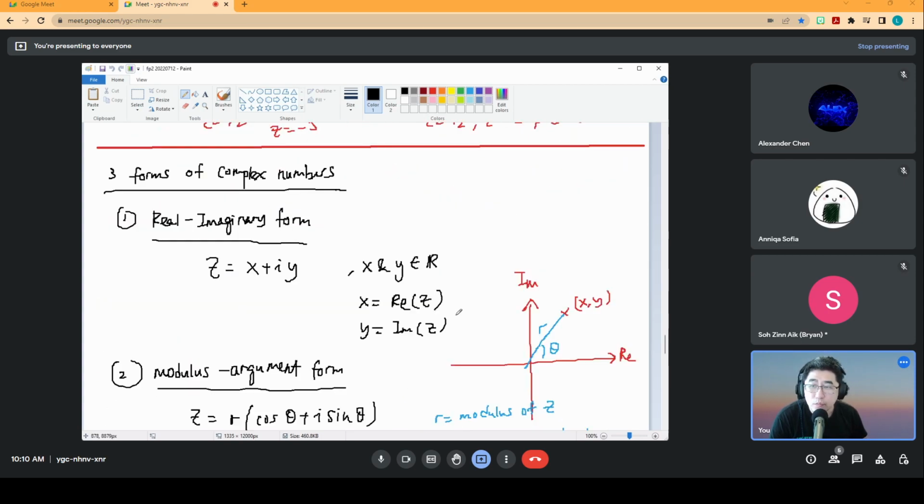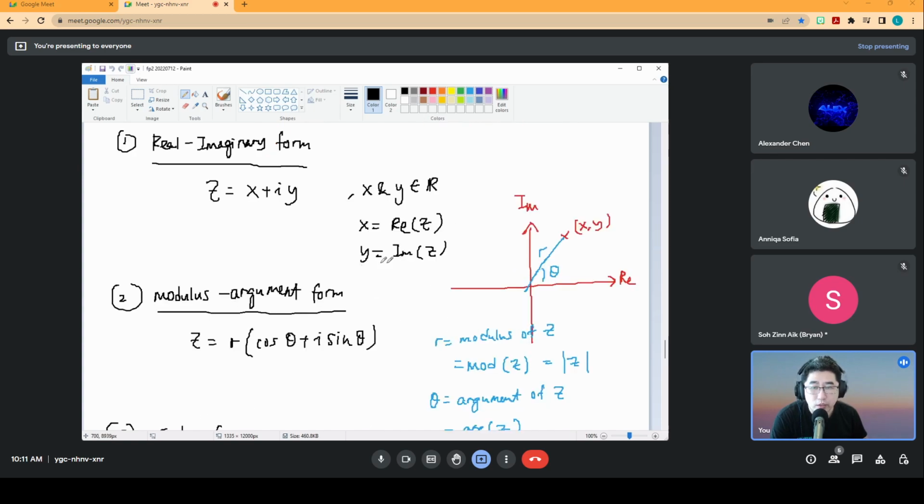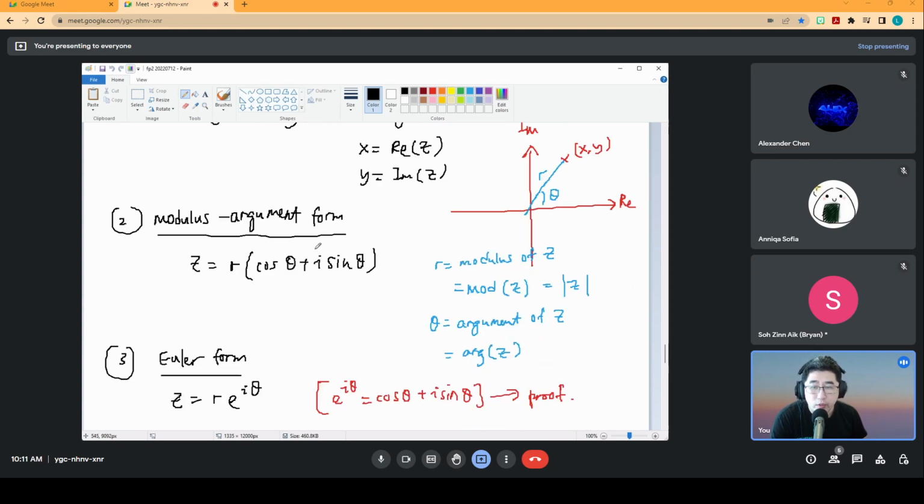Okay. So next, you are required to know three forms of complex number. From the past, you'll see that whatever we did, we did in the form of real and imaginary form, x plus iy. Okay, where x is the real component, y is the imaginary component. Then we have the modulus argument form, r and theta, where r represents the distance from the point to the origin, and theta is the position angle.